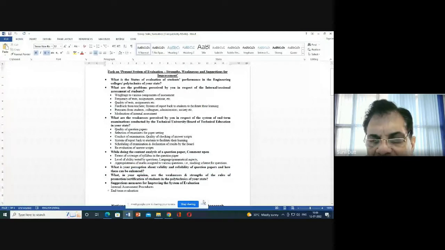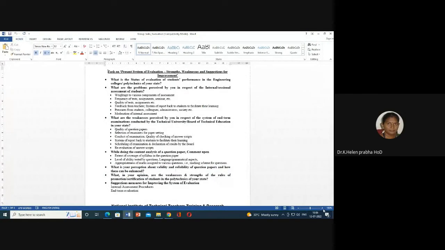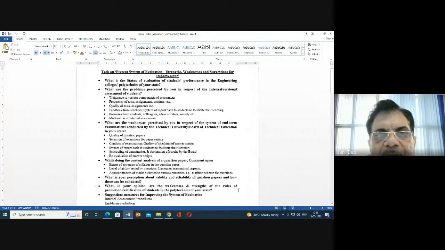Is this task visible to all of you? Yes, sir. So the task is the present system of evaluation, strengths, weaknesses, and suggestions for improvement.